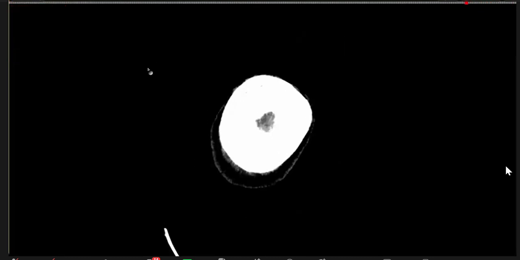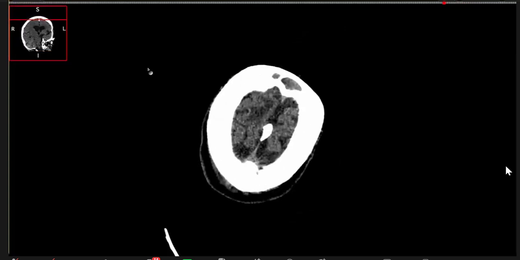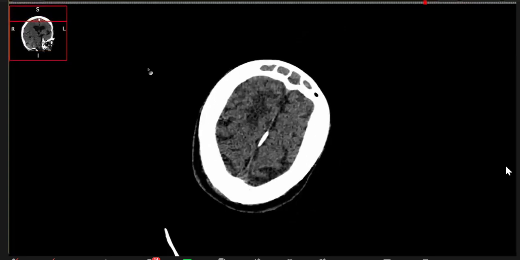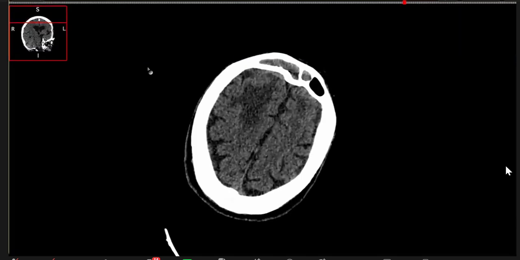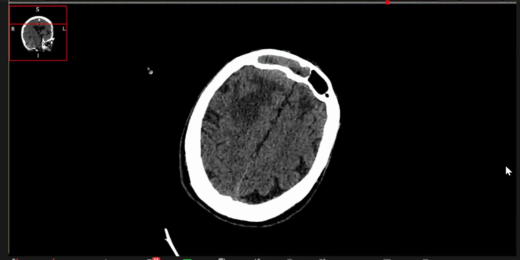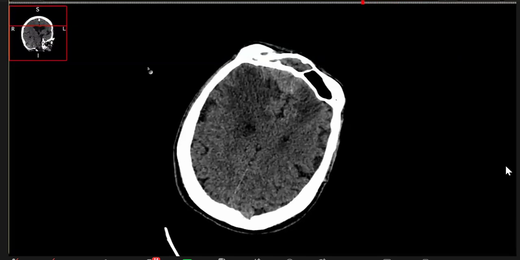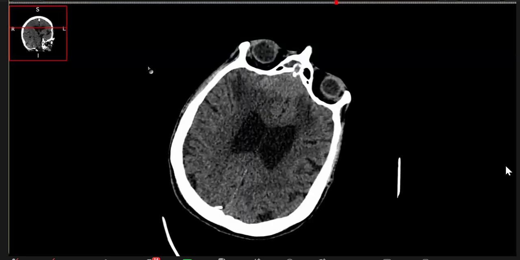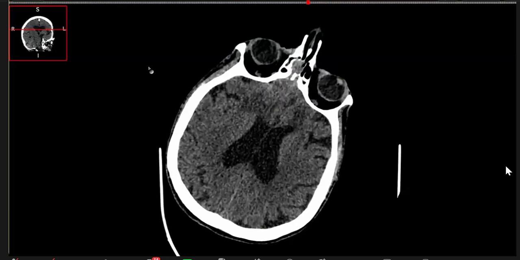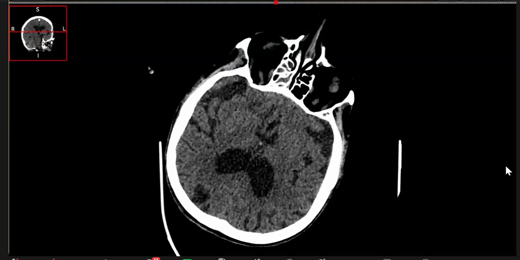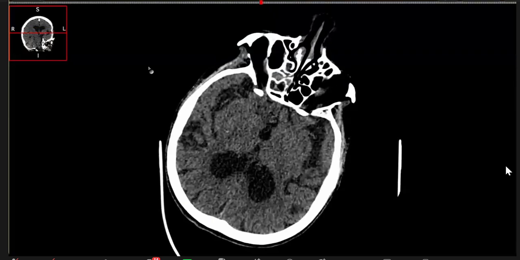I am provided with the non-contrast CT brain images of the 70-year-old male, in which I can appreciate the senile cerebral atrophic changes and hypoattenuating areas in the bilateral frontal lobes.